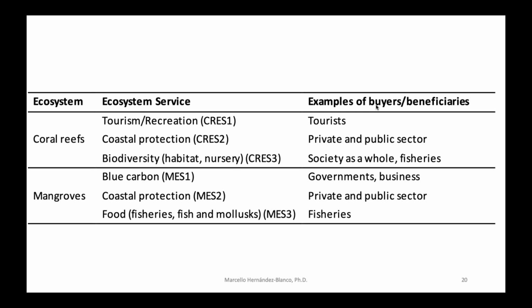Coastal protection, again, private and public sector. In Costa Rica, for example, hotels, big hotels with very important assets are protected by these ecosystems. And food, as for fisheries, it's quite important. In one part of the country, the Gulf of Nicoya, which is actually where 95% of the fisheries comes from, mangroves play a key role in protecting these assets for fisheries as nursery grounds for them.